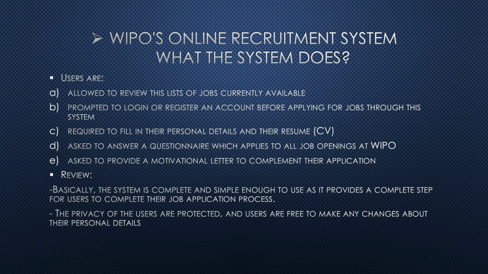So for A, the system that we presented just now also has this function, so they are allowed to review the list. But for B, this system is more specific. The users are prompted to have an account before they can apply for jobs through this system. And also they are required to fill in the same details. And there's something which is special. They are asked to answer a questionnaire which applies to all job openings. And also they are asked to provide a motivational letter.